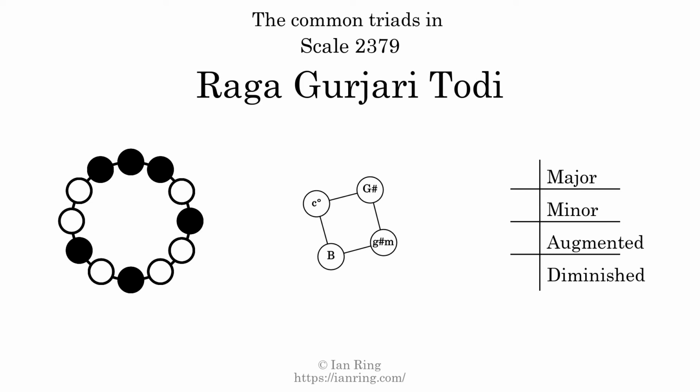The diagram in the center is a graph of parsimonious voice leading between triads. There are 2 major triads. There is 1 minor triad. There are no augmented triads. There is 1 diminished triad. Here is a Hamiltonian path of parsimonious voice leading that uses all the triads.